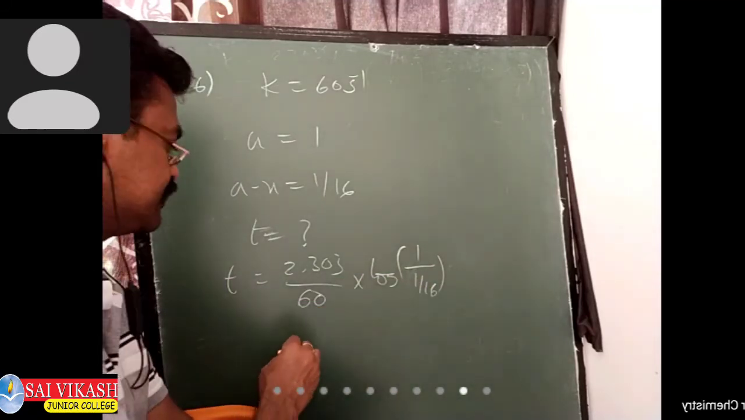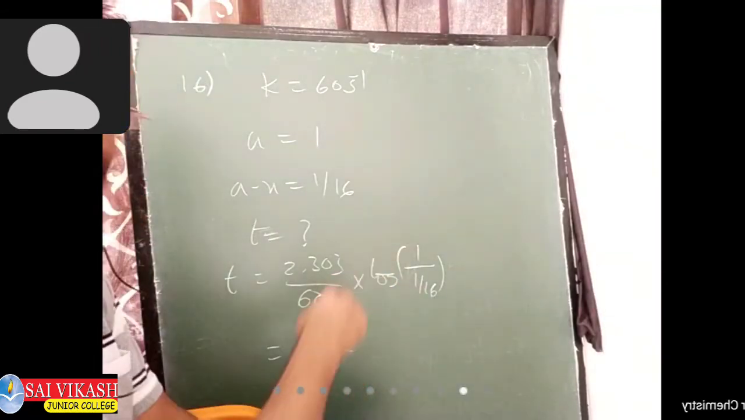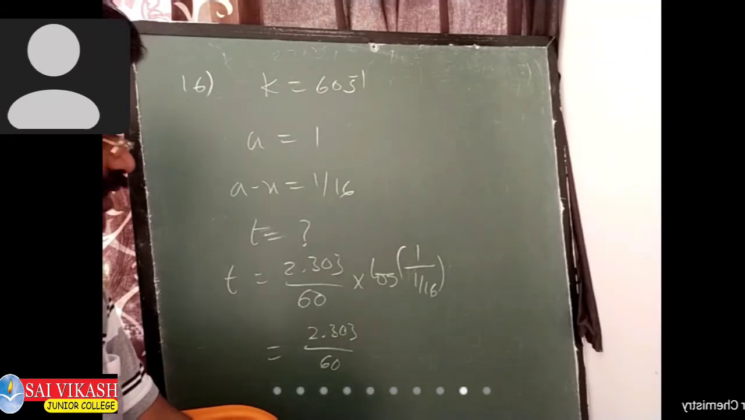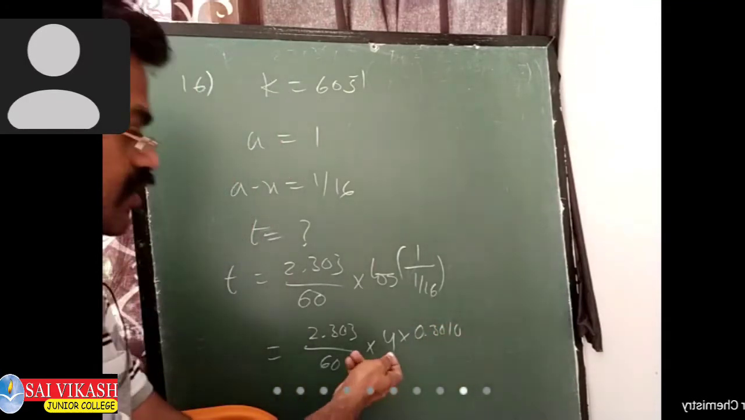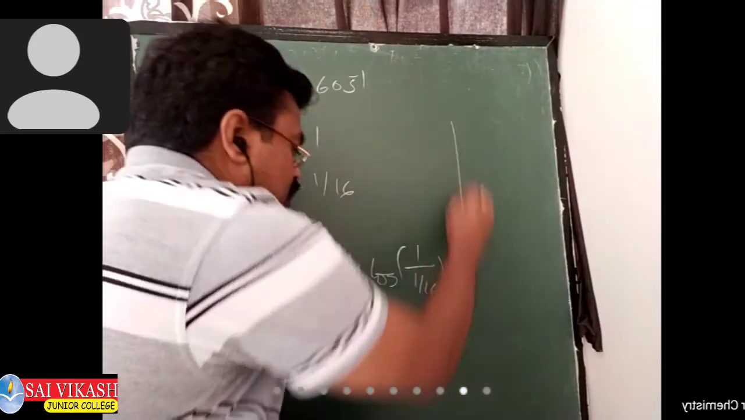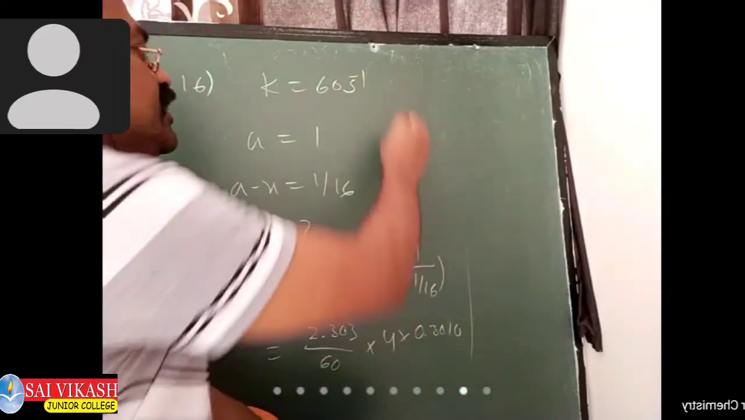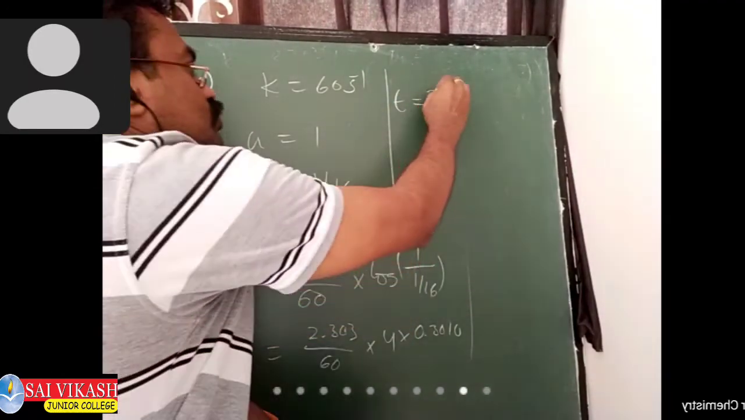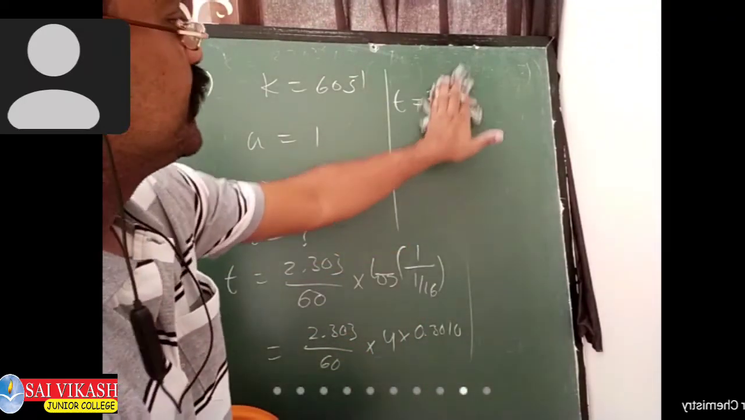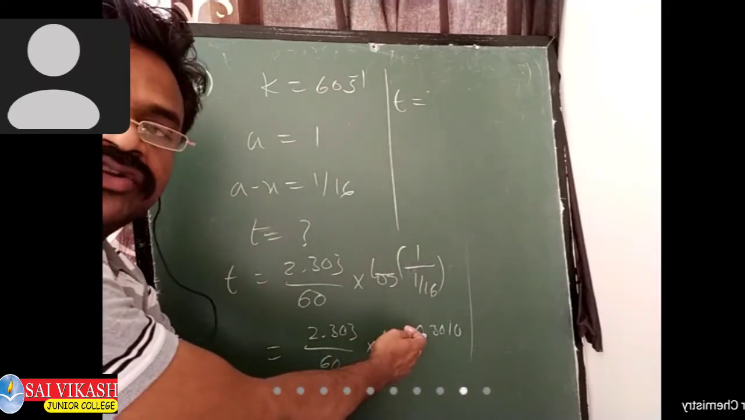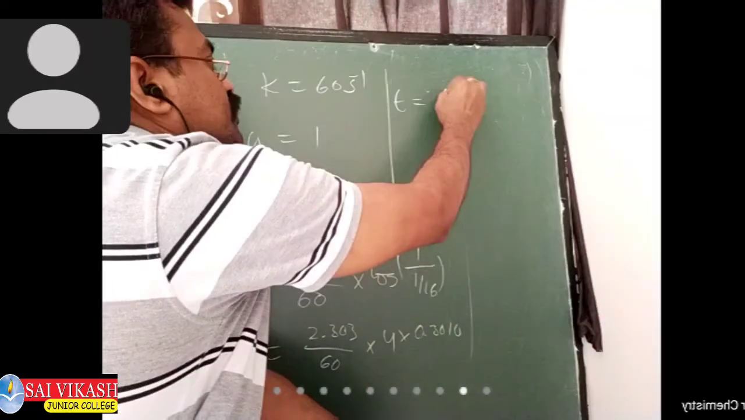So you will get 2.303 by 60 into log of 2 power 4. 2 power 4 means 4 log 2. 4 log 2 means 4 into 0.3010. Again in calculation, so what will we get? Now t equals 2.303 by 60 into, no, this 2.303 into 0.3010. This 2.303 into 0.3010 is 0.693.